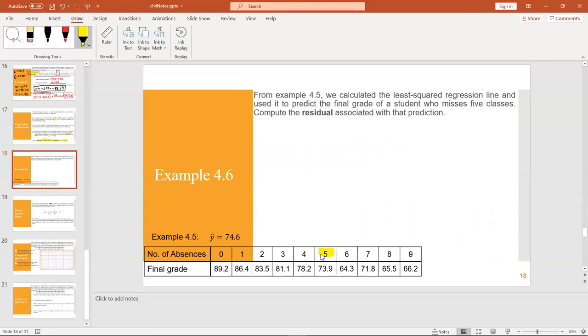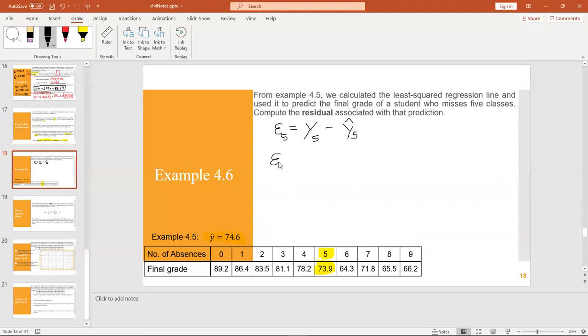So here we go. This is what we were just talking about. There's y sub 5 right there. This is the y hat we calculated earlier, 74.6. So they're saying compute the residual of that prediction. So the residual, we're going to say epsilon, and we're going to say E sub 5, because we're doing this with 5. We're going to do, make sure I do this in the right order, observed minus predicted, or y sub 5 minus y hat sub 5.